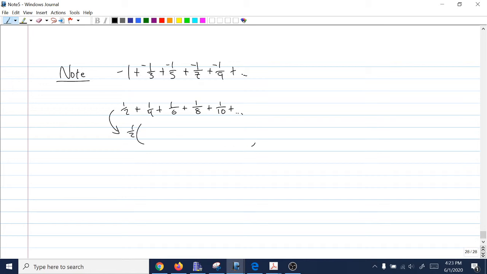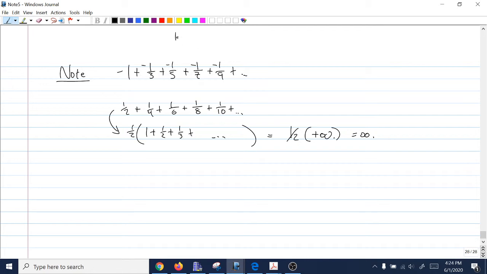If I factor out the 1/2, I get 1 plus a half plus a third. I get the original harmonic series again, which we know diverges. The sum of those is infinity. And the odd terms are also divergent.